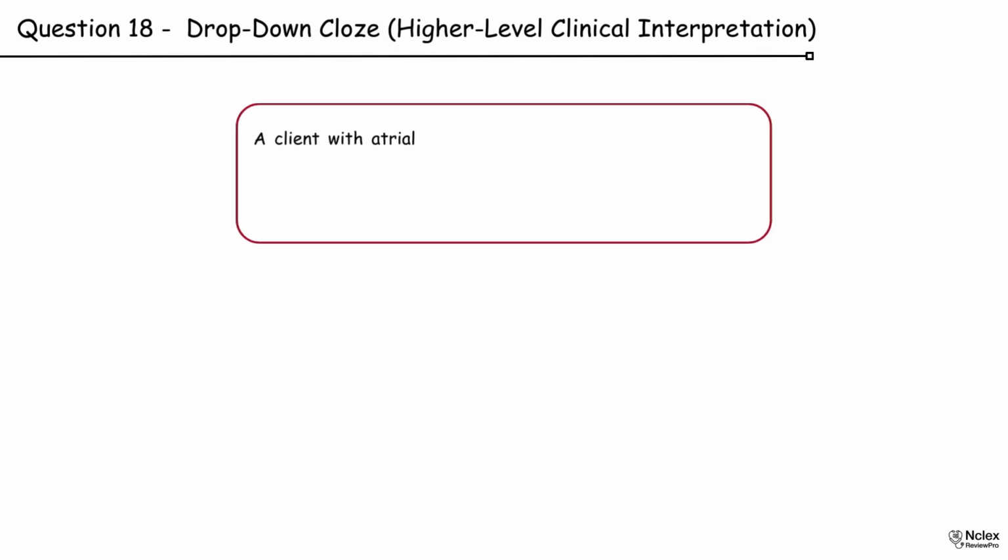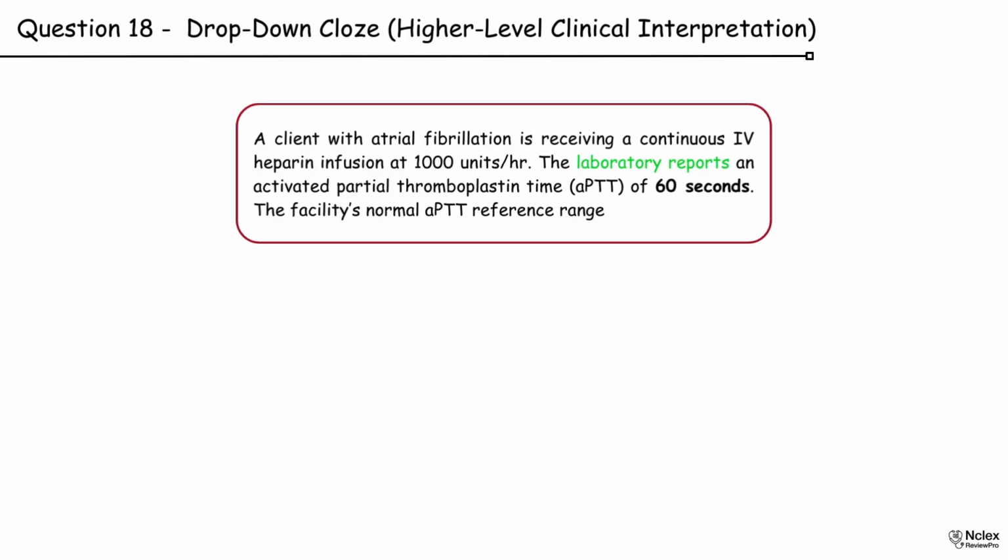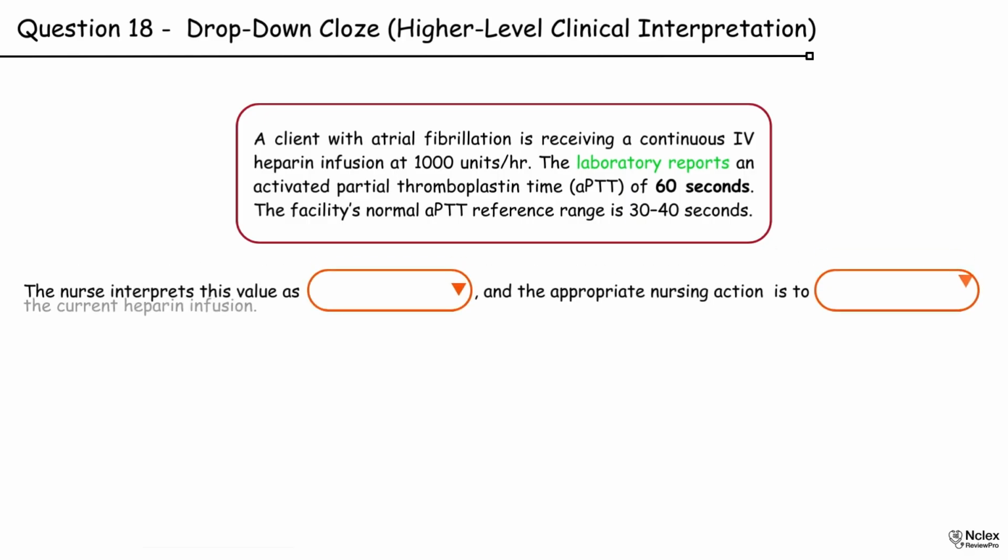A client with atrial fibrillation is receiving a continuous intravenous heparin infusion at 1,000 units per hour. The laboratory reports an activated partial thromboplastin time, or aPTT, of 60 seconds. The facility's normal aPTT reference range is 30 to 40 seconds. The nurse interprets this value as blank, and the appropriate nursing action is to blank the current heparin infusion.